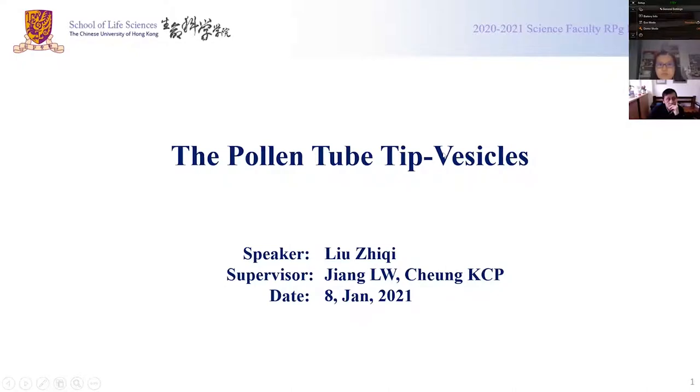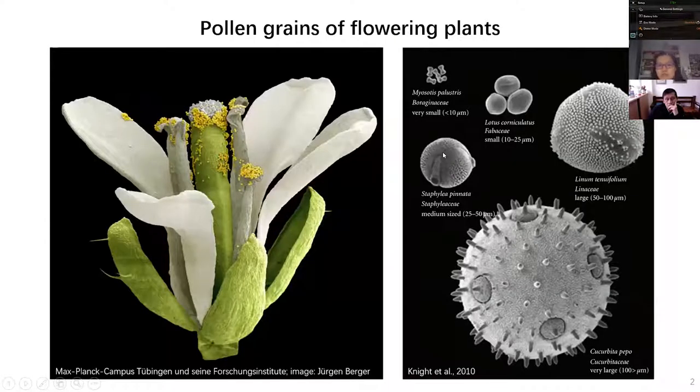We've seen flowers in every spring and summer. Pollen grains come from flowers. Here, the left picture shows a flower from Arabidopsis, the model plant species. Those small yellow grains are pollens. They show great diversity in size and shape among different plant species.